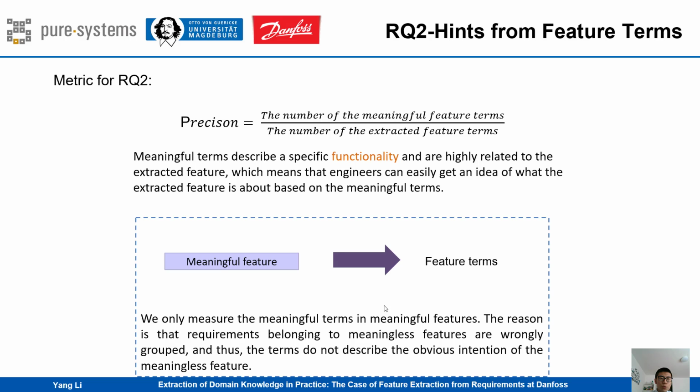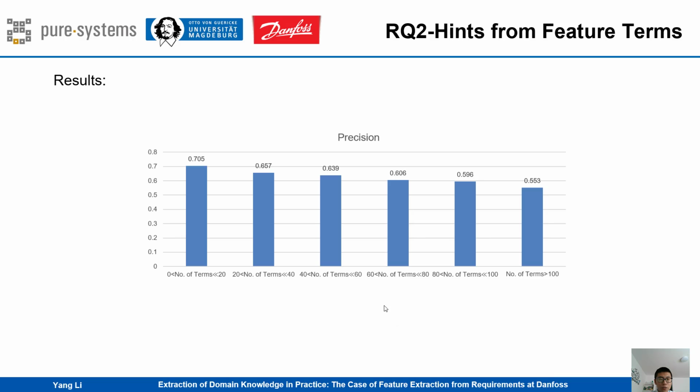We also use precision to measure the extracted meaningful feature terms. Meaningful feature terms describe a specific functionality also, and we measure the meaningful feature terms just in meaningful features. Because for each feature, the number of the extracted feature terms is different, in order to provide multiple perspectives, we divide the results of extracted feature terms into 6 categories according to the number of the terms extracted from each feature.